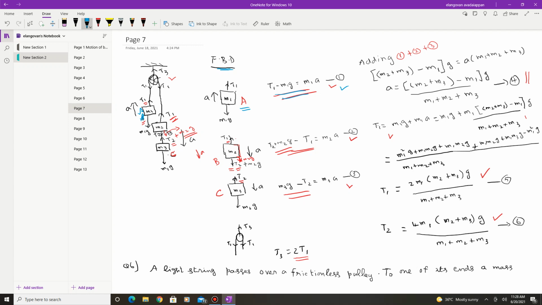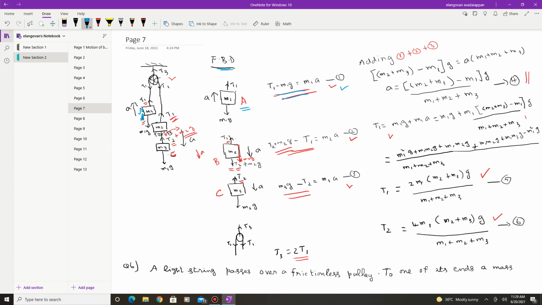You consider another block, block B of mass M2. Here there are tension forces acting along the string, T1 upwards and T2 downwards. Because there are two different strings, you have two different tensions. So T1 is the tension acting upwards and T2 is the tension acting downwards. In addition, there is a force because there is a mass M2.